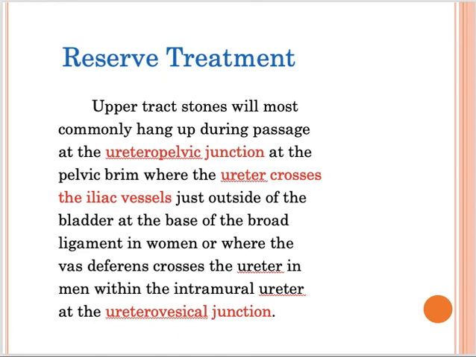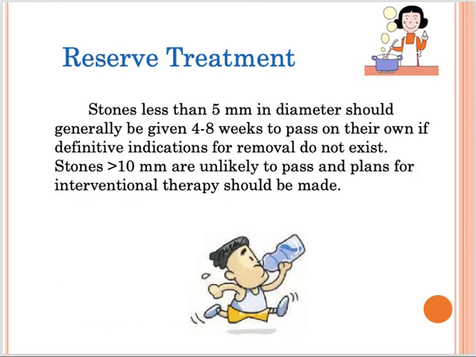So in that case, stones less than 5 millimeter in diameter generally pass by themselves, right? But for stones which are 1 centimeter or above, the chances of them passing are very small. So that's why when the stone size is bigger, we cannot go for conservative management.